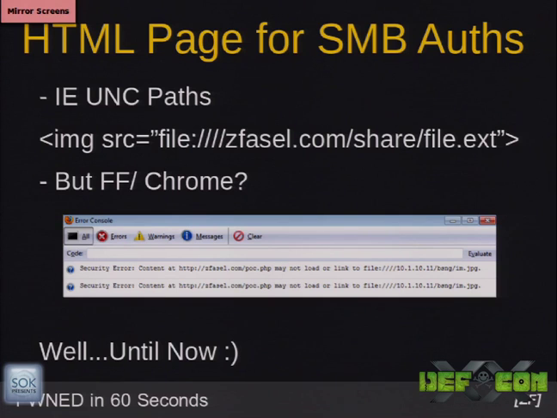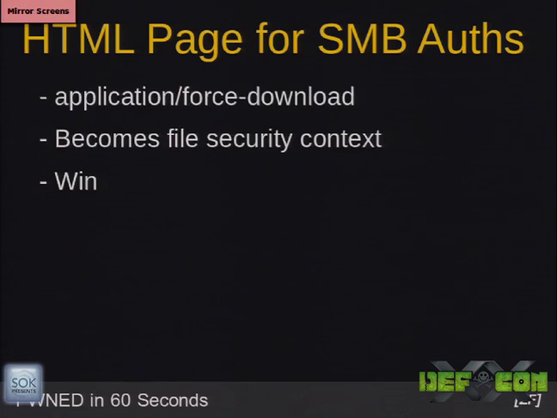That's one of the cool new things about this tool: for Firefox and Chrome, we found out that you can force downloads, obviously setting headers for forced download, and all of a sudden you open it from your temp folder or from your desktop and you're now in the file security context. And voila, it automatically authenticates to the SMB share, and you've got them authenticating to your rogue server.